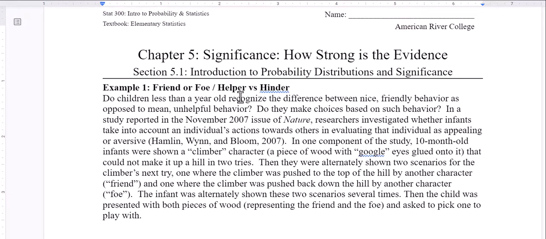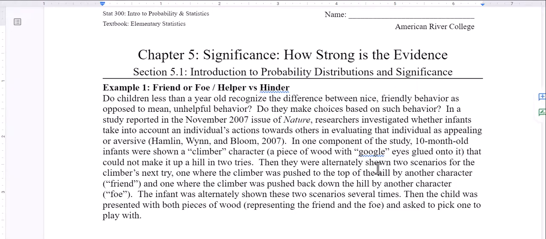So the example, the study is, do children less than a year old recognize the difference between nice, friendly behavior as opposed to mean, unhelpful behavior? Do babies make choices based on such behavior? And so there was a group of researchers, and they published a study in November of 2007, where they investigated whether infants take into account an individual's actions towards others in evaluating that individual as appealing or aversive.